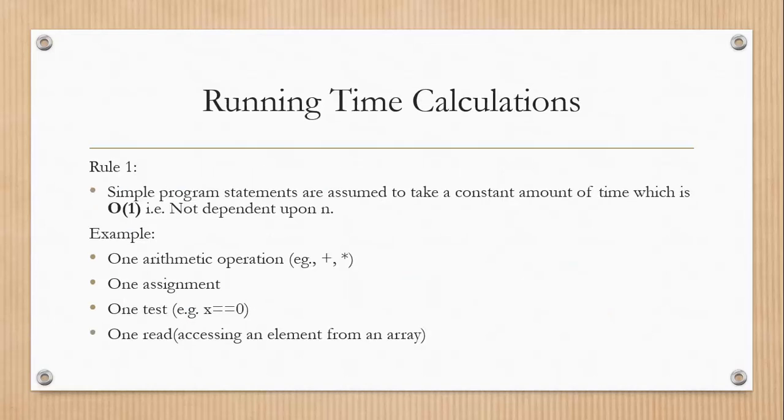While calculating the running time of any algorithm, we have some rules. For example, we have constant time complexity if the statements are assumed to take a constant amount of time which is not dependent upon n. That is, we say the statement has big O of 1 complexity, or we can say the statement has time complexity denoted by C, where C is any constant. Any arithmetic operation, assignment operation, testing condition or read operation has constant time complexity because they are not dependent upon n, where n is the input size.